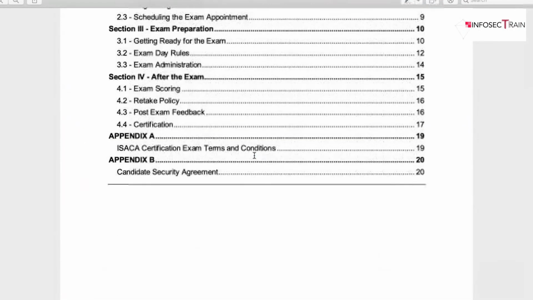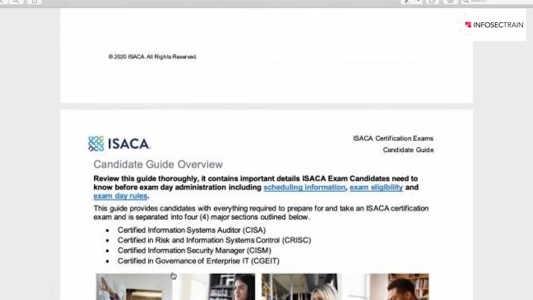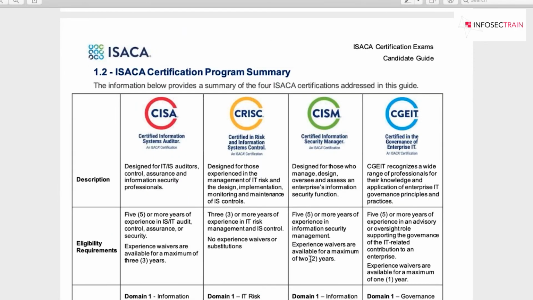It talks to you about all of these things, like the code of ethics which you need to subscribe to as part of the certification process. Regarding the exam, how do you prepare for the exam? After the exam, what do you do, etc. So I'll take you through that very briefly again. All this information is here. So CISM, that's what we're going to focus on.